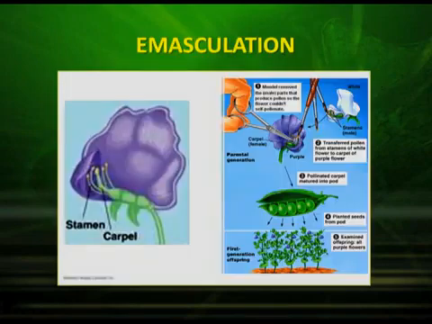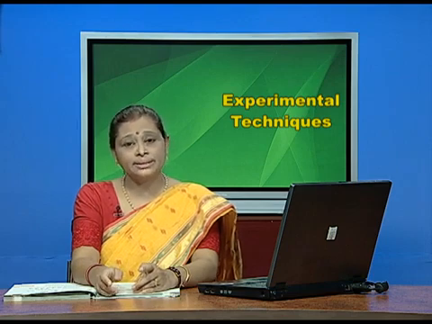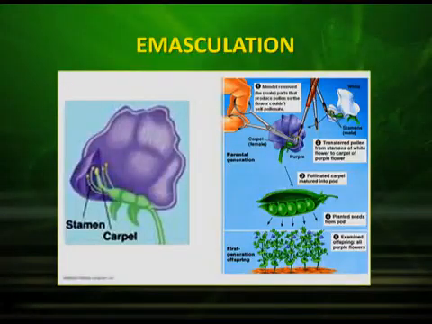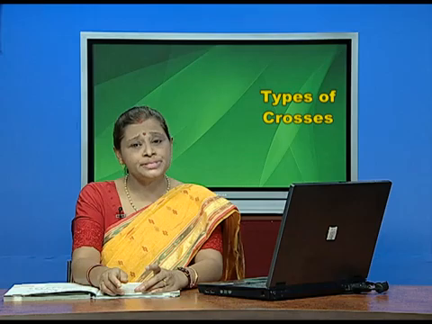Now, as you can see in the picture, the process is called emasculation. In this particular technique, the anthers are removed from one plant and the pollen grains from another plant are dusted on the stigma of the female plant, and that is how the cross-pollination is done. So, this was the technique which was used by Mendel. Now, let us come to which type of crosses he used.